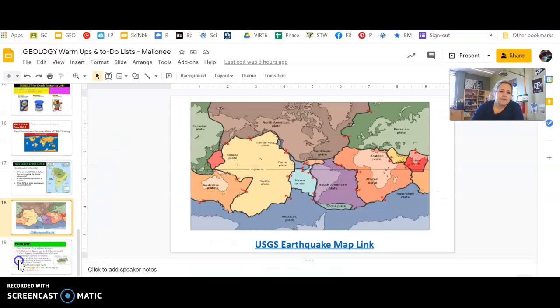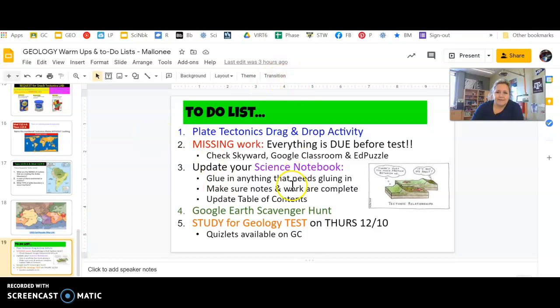Okay, but here's what went down in class today. Okay, in classroom there's a plate tectonics drag and drop. So you use the information we did with snack tectonics and the notes we took just to make sure we understand it. You need to double check if you have any missing work.